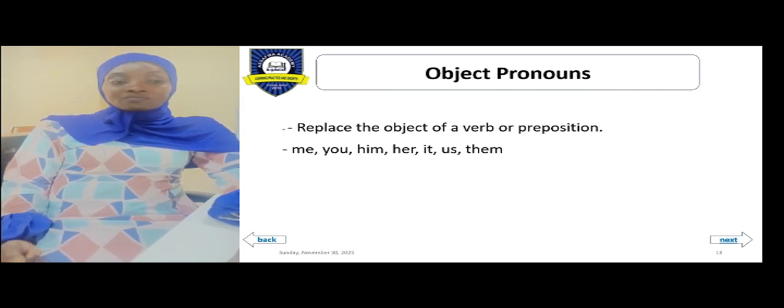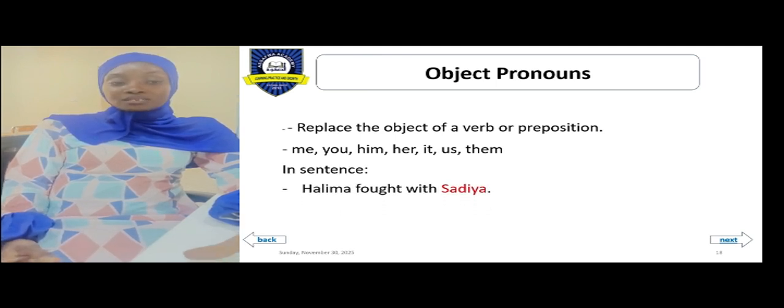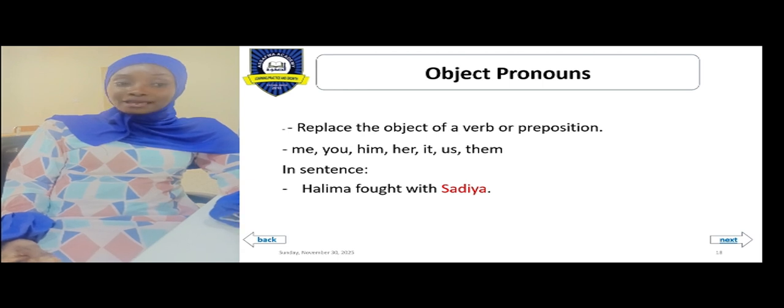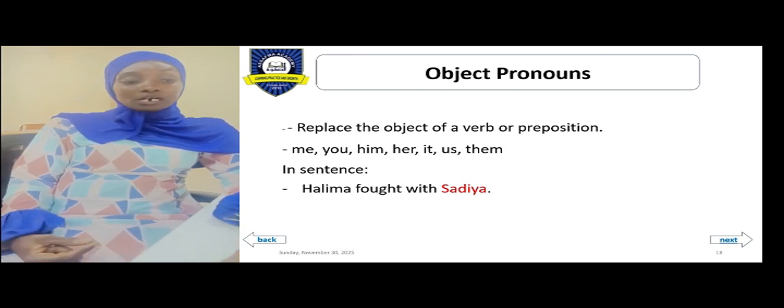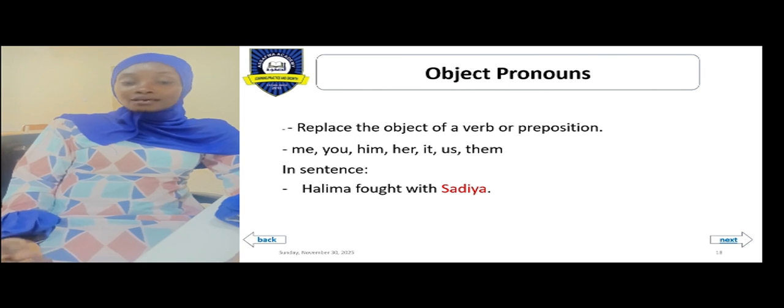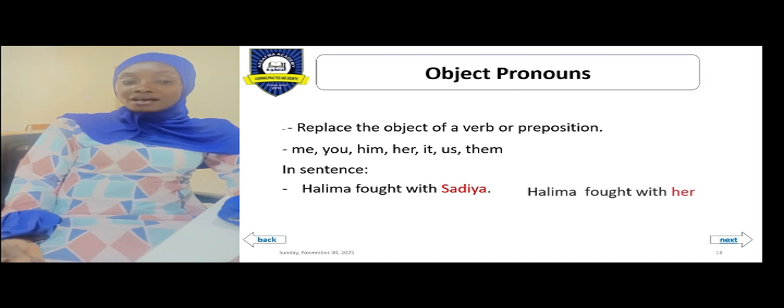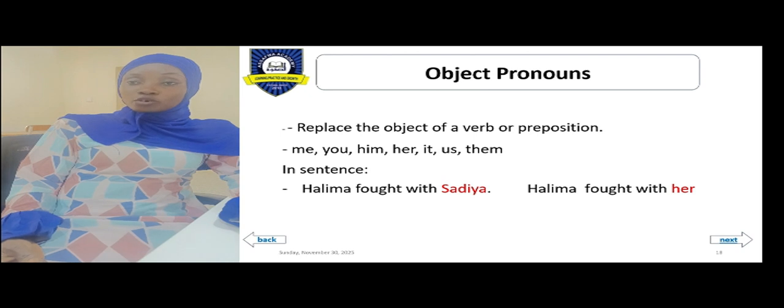Now, in a sentence, we have: Halima fought with Sadia. You can see the object of the sentence is written in red. This time around, we are not looking at the subject, so we are not looking at Halima, we are looking at Sadia, because Sadia is at the receiving end of the action. The pronoun to replace Sadia is her. Halima fought with her. If you note here, we did not say she, because she is a subject pronoun, while her is the object pronoun.